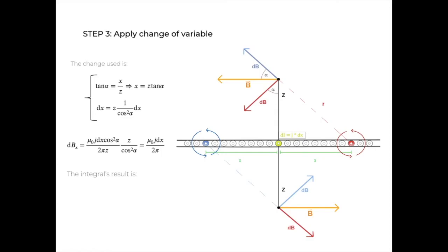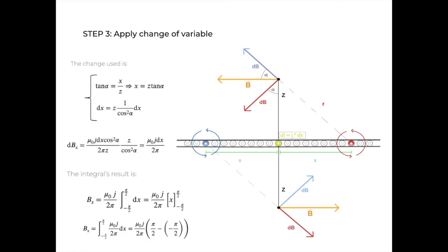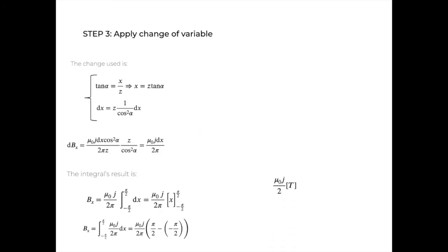As the sheet is infinite, we know that alpha will go from minus pi over 2 to pi over 2. And then to integrate, all the constants go out, and we see it's a very trivial integration. After integrating, we obtain the final result, which is that the Bx equals the magnetic permeability times J over 2.